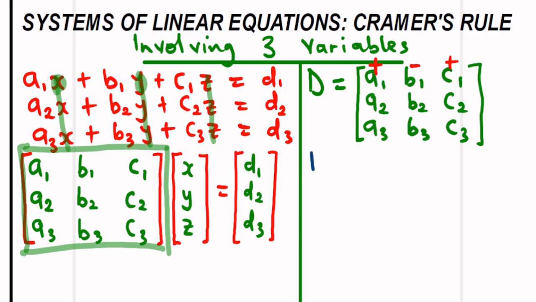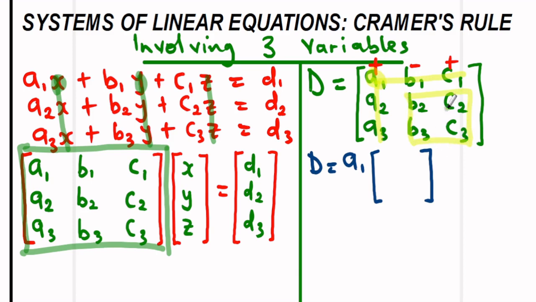Now looking for this determinant, we'll be working with the first row, which is a1, b1, c1. Remember the signs attached to them, plus, minus, plus. So for a1, I'm going to be forming a 2 by 2 matrix. How do we get the 2 by 2 matrix for a1? We have to remove the row and column associated with a1. This is the row associated with a1, and this is the column associated with a1. So what do we have left? We have b2, c2, b3, c3.